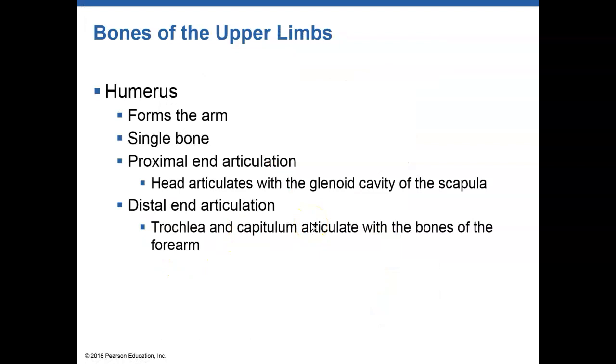All right, so now let's look at the upper limbs. And the first bone we'll talk about is the humerus. The humerus is the upper arm bone. It forms that brachial region. It is one single bone. The head articulates with the glenoid cavity, glenoid fossa, that's what I normally say, of the scapula, and the distal end articulates with both the radius and the ulna.